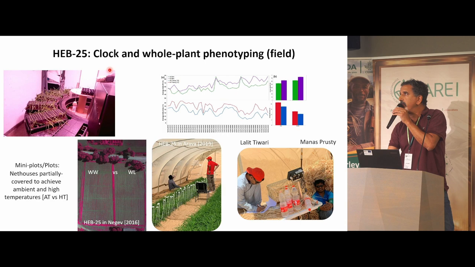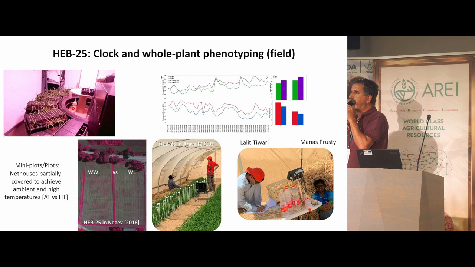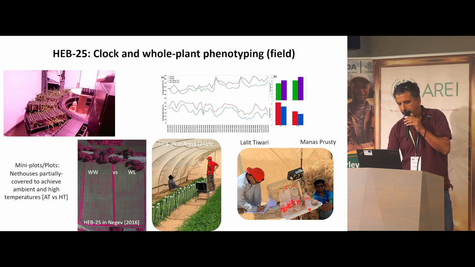And in this platform, the SensiPan, we grow those plants on a carousel, and we keep flashing light on them every 2 hours, obtaining the photosynthetic rates, and from that we calculate the circadian clock output.